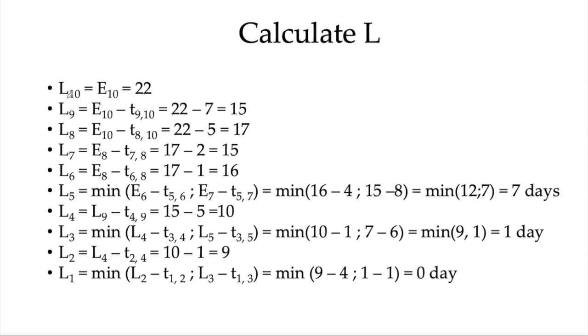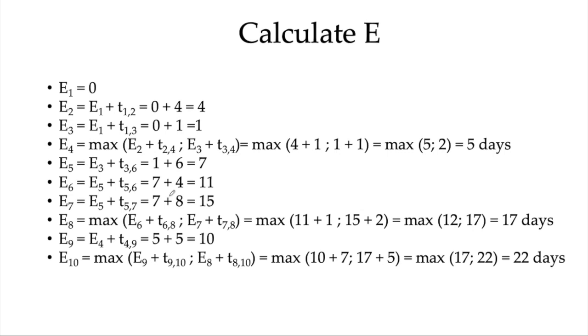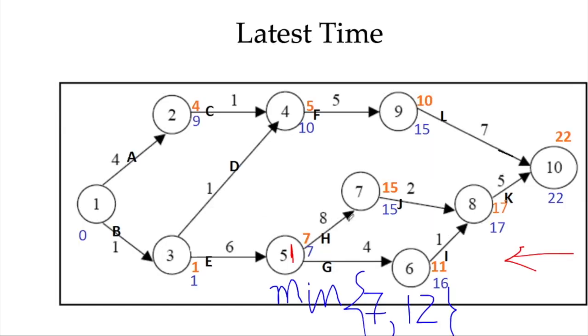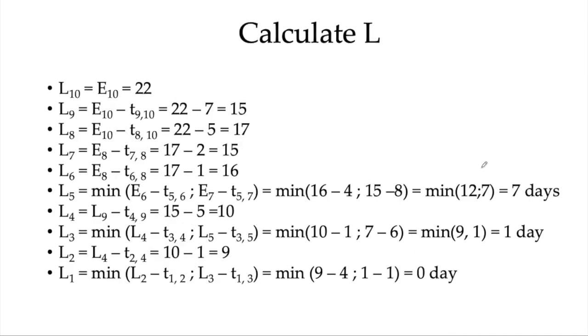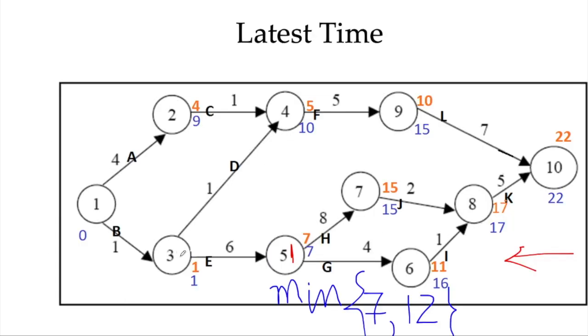So L10 is 22, L9 will be 22 minus 7, 15, L8 is 17, L7 is 15, L6 is 16. Now at 5, you can see 2 activities were going out, so it will be the minimum of those two. So 16 minus 4 and 15 minus 8, so 12 and 7, so 7 days. L4 is 10. Again on L3 we have two different edges going out, two activities starting from this 3.